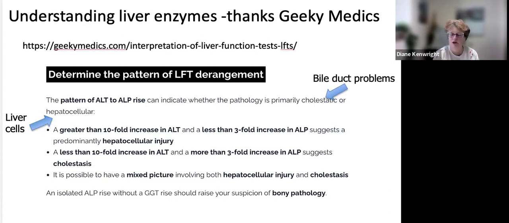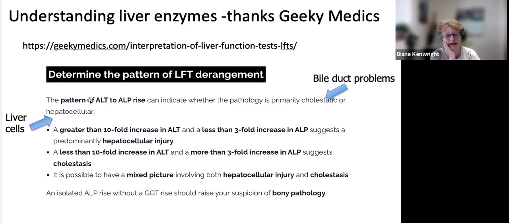I do know that you have had a lecture at the beginning of 2024 on liver enzymes. If you're watching this in 2025, you will get a lecture, but it's just not quite there yet. So let's just have a look. This is my favorite resource, Geeky Medics, Interpretation of Liver Function Tests. Here's some top tips if you haven't had them already, and I know that you probably have.